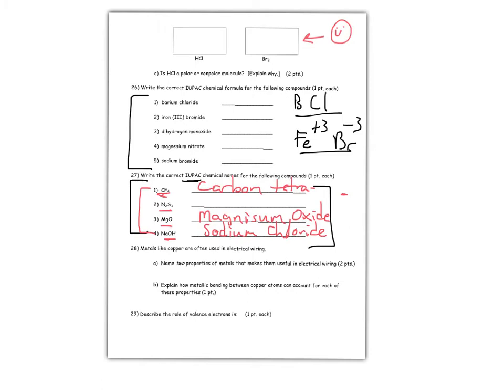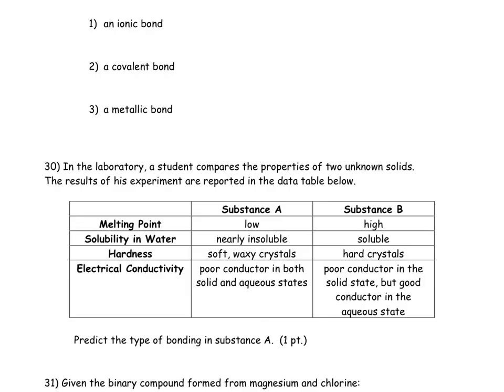And with other things. Here it says, metals like copper are often used in electrical wiring. And this you should be able to answer easily. I expect you to be able to answer that. I've said it several times. There were 2 questions about why they're good conductors already in this problem set. Describe the role of valence electrons in ionic bonds, covalent bonds, and metallic bonds. You should be able to answer that.